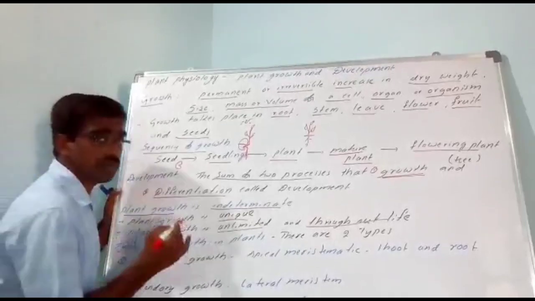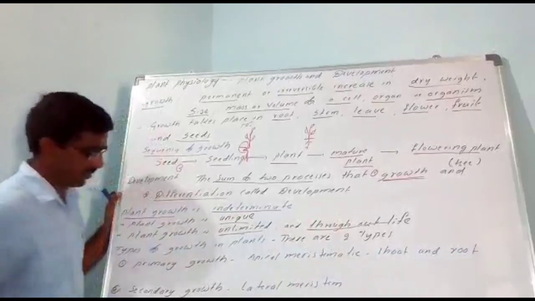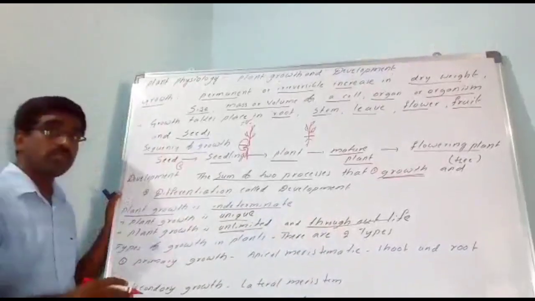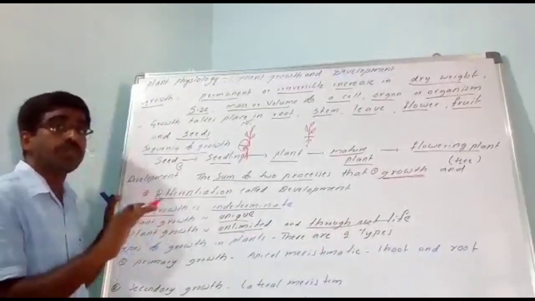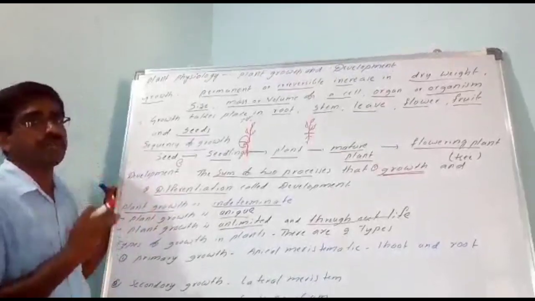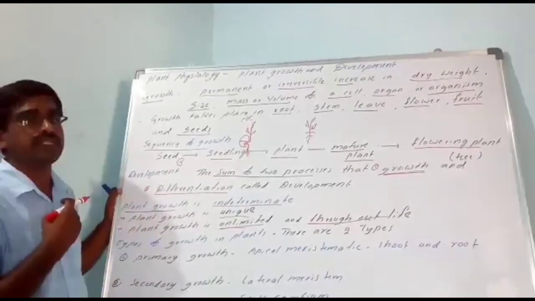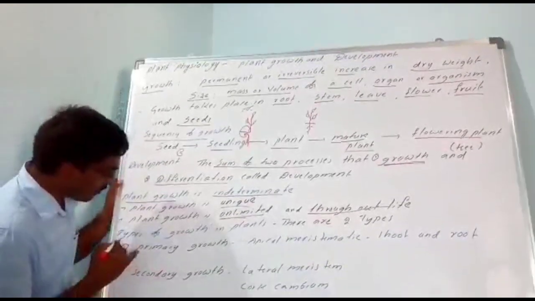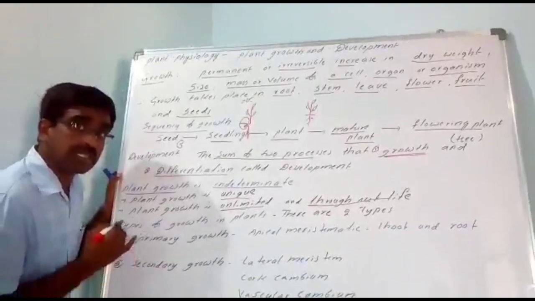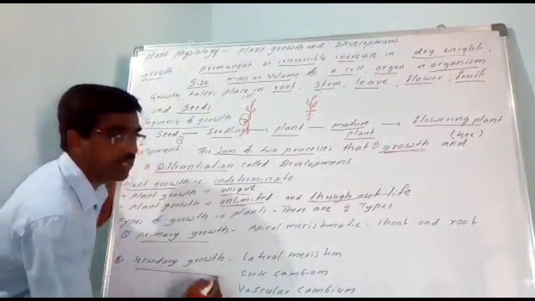But in the plant body, growth takes place unlimited as well as throughout the life. Because in the plant body, throughout the life, growth is possible due to presence of meristematic cells. That is the apical meristematic cells of shoot apical meristem as well as root apical meristem. Then types of growth, there are two types of growth seen in the plant body. One is primary growth, one is secondary growth.